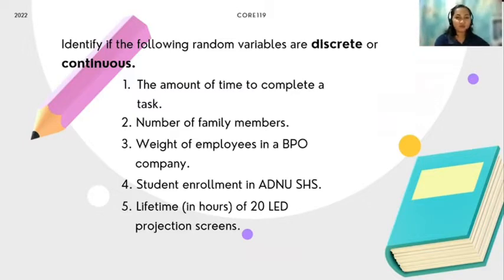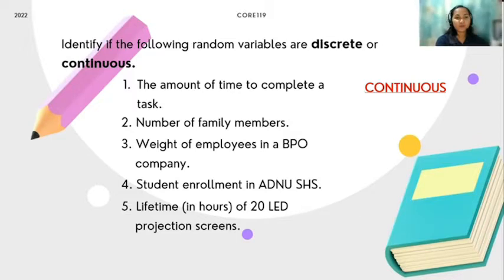The amount of time to complete a task, we can associate this as a continuous random variable. Because the amount of time to complete a task can be, for example, 1.053 hours, or 2.35 hours, or 2 hours, 35 minutes, 10 seconds, and we also have milliseconds. So in this case, the result is not only an integer.